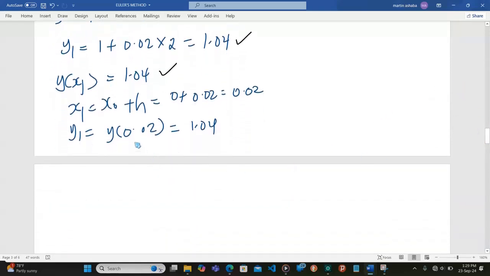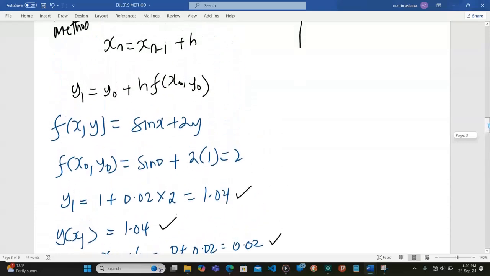We have, of course, obtained that value, which is y of x1. And therefore, since x1 is 0.02, that means we have obtained y of 0.02, which is 1.04. But we are looking for y of 0.08. So that means we need to move 4 times this. Those are about 4 iterations.